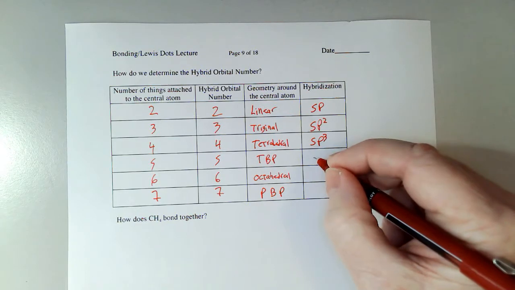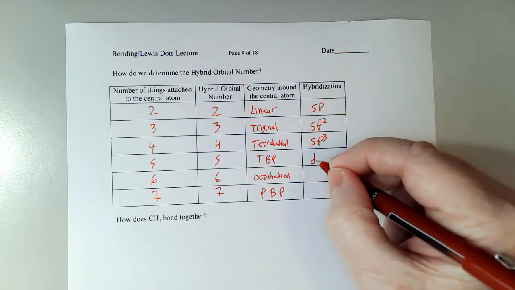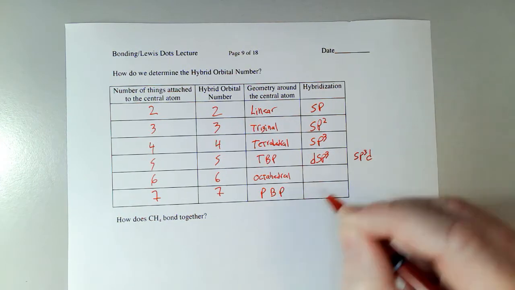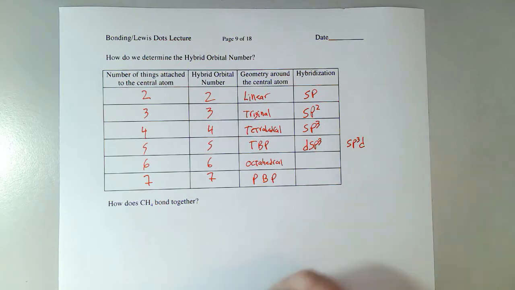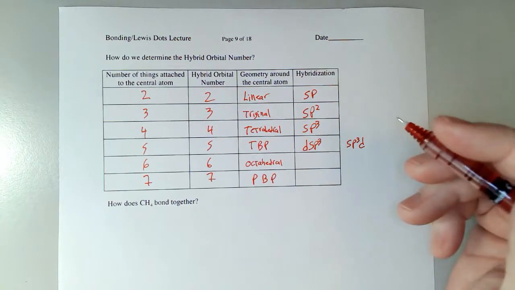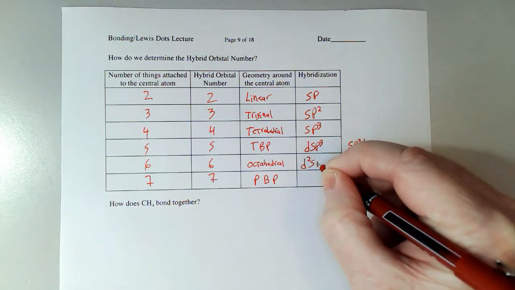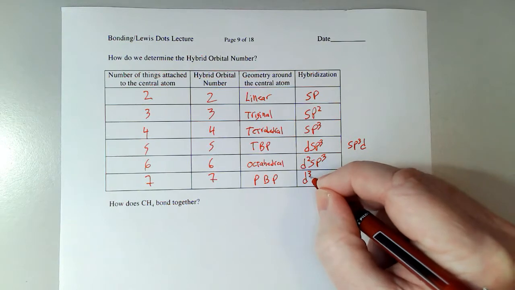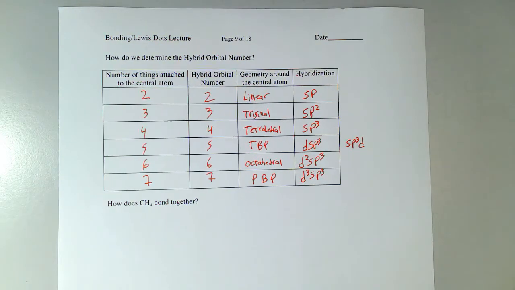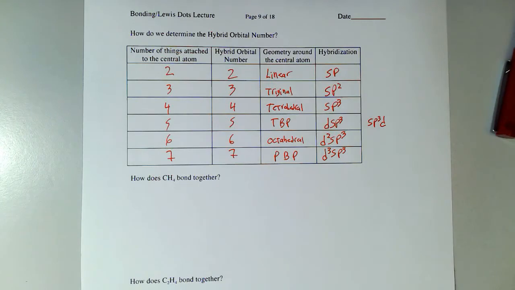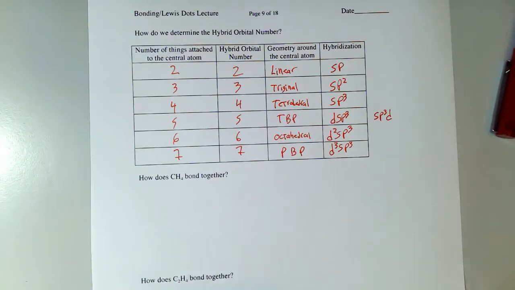sp3. Now, I say dsp3. You can also say sp3d. The difference between them at this level, there isn't. In an advanced inorganic chemistry class, you'd see some differences. d2sp3, d3sp3. It's very rare, but it does actually exist. It can happen. Okay?